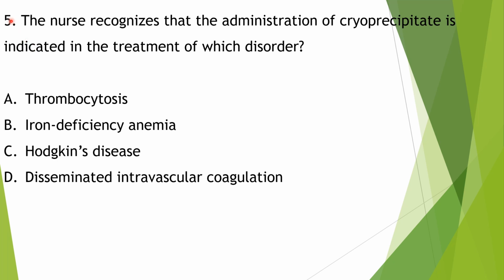Thrombocytosis, iron deficiency anemia, Hodgkin's disease, disseminated intravascular coagulation. So in disseminated intravascular coagulation, we will be giving cryoprecipitate, which provides factor 8.